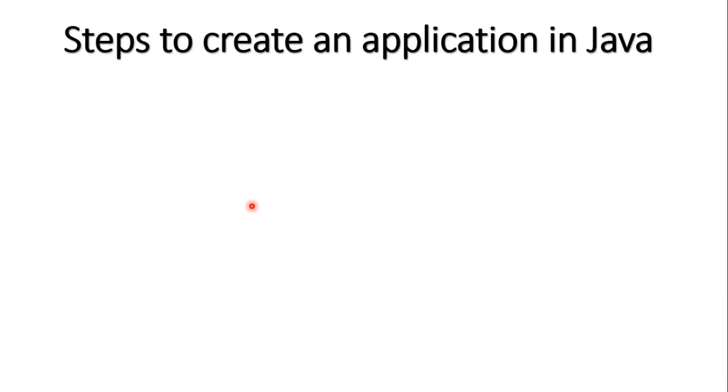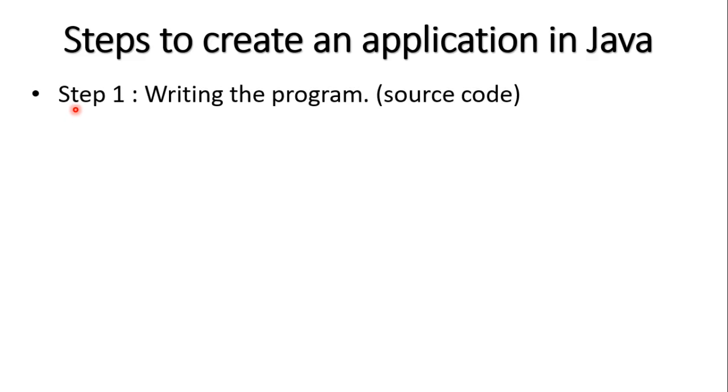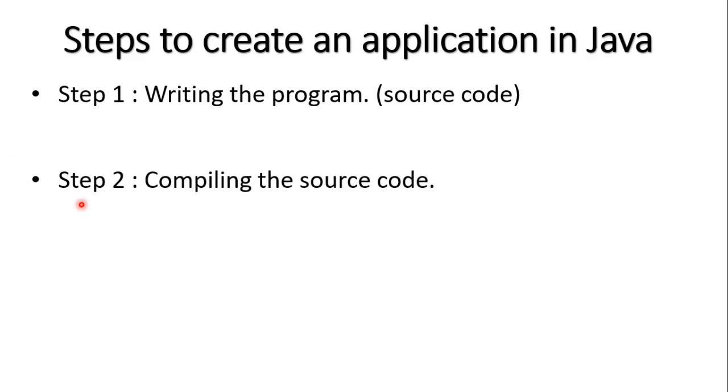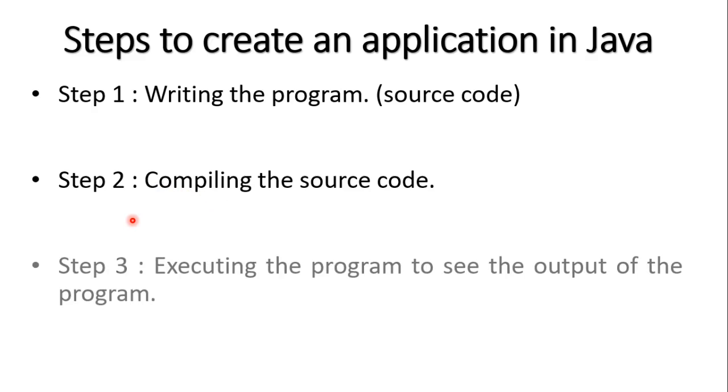Now, steps to create an application in Java. What are the steps to create an application in Java? The first step is to write the program, that is the source code. Then we have to compile the source code. In simple words, we also use the term run the program, compile the source code, and at the end we need to execute the program to see the output of the program. Three very simple steps to create an application in Java.